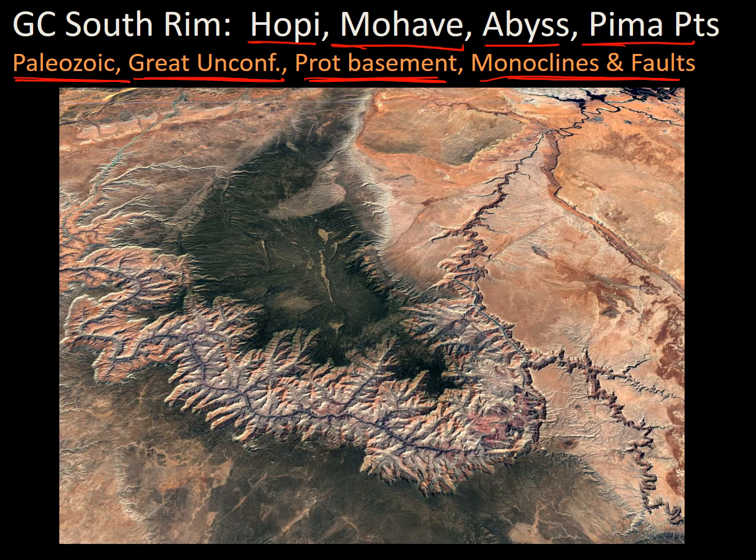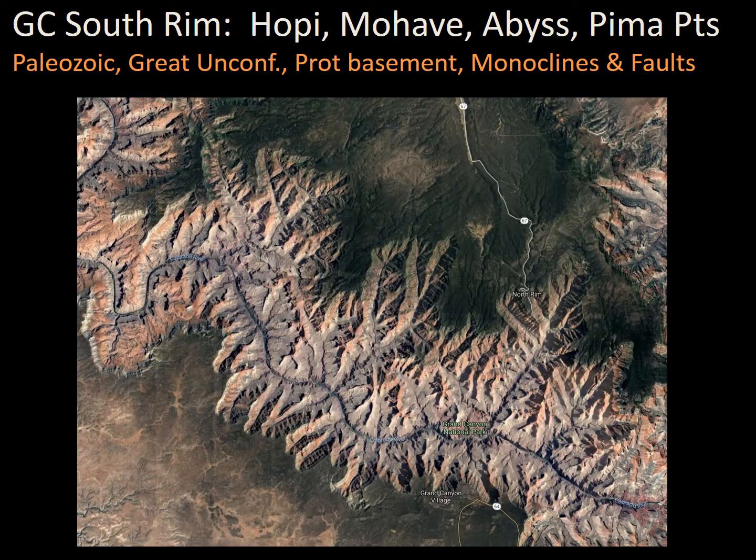So where are they? Let's zoom in on an area approximately here. So here we are. Here's the main road in and out of the Grand Canyon Visitor Center area. Hopi Point is located here. Mohave Point is here. Abyss is approximately there. And Pima Point is here. And the views that we're going to be seeing here are to the north and generally to the northwest.